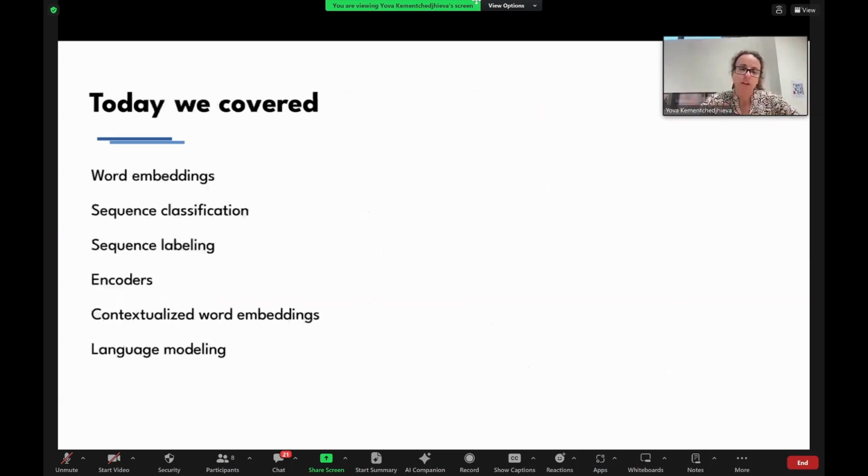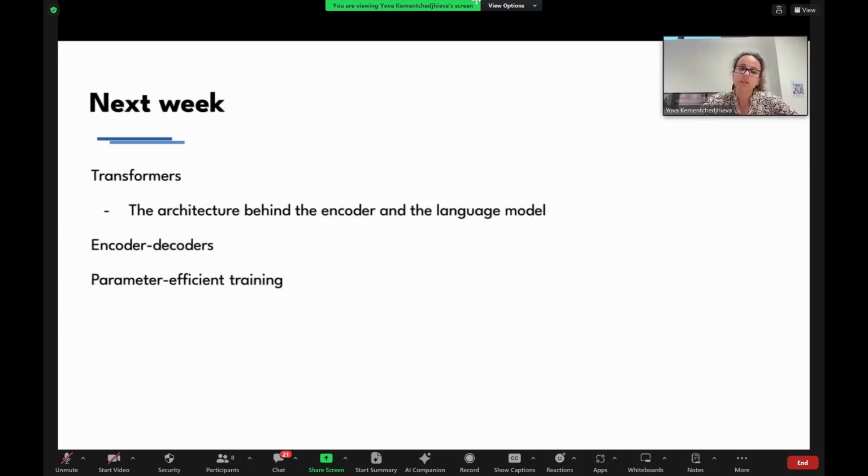Okay, so with respect to NLP, today we covered word embeddings, sequence classification, sequence labeling, encoders, contextualized word embeddings, and language modeling. Next week, you will learn about transformers, which is the architecture behind the encoder and the language model. You'll learn about encoder decoders and about parameter efficient training. And if you feel that there's anything I discussed today that you would like to get a better overview of, please comment on YouTube. We can try to include it in next week's lecture as well, if time permits.